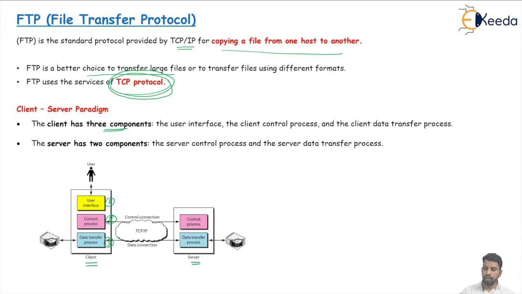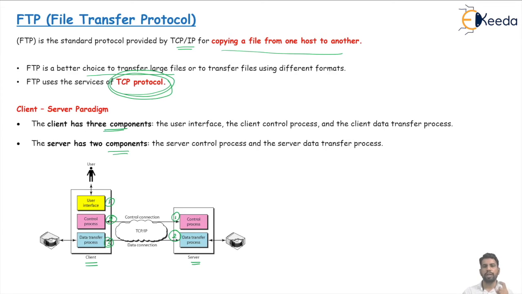Otherwise the connection stays open between the client and server even if they are not exchanging any data. The server has only two components: the server control process for controlling the connection, and the data transfer process for transferring the data between the client and the server, or between one host and another host. This way the FTP protocol takes place between the client and server. Here we see the client has the control process and the data transfer process, and the server also has the control process and the data transfer process.